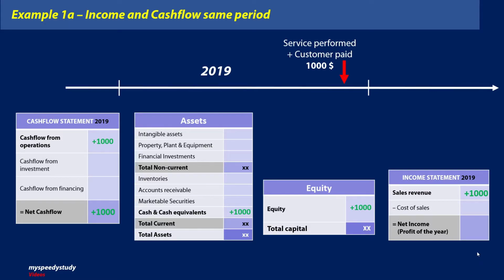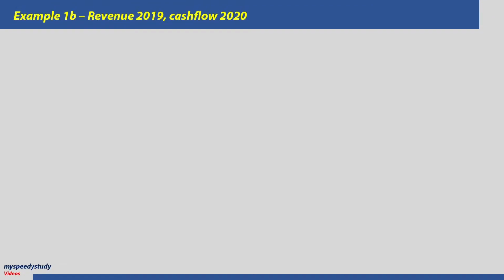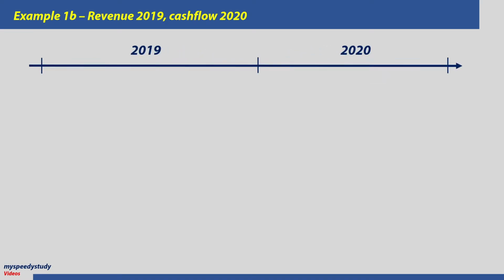Now that was easy, so let's modify the example a bit. Let's say a corporate customer has its employees staying in the hotel, say in 2019, which means the service is considered to be performed by the hotel. But the customer is allowed to pay after receiving the invoice. That could be sometime in 2020. Now we will see that revenue and cash flow are not in the same period.